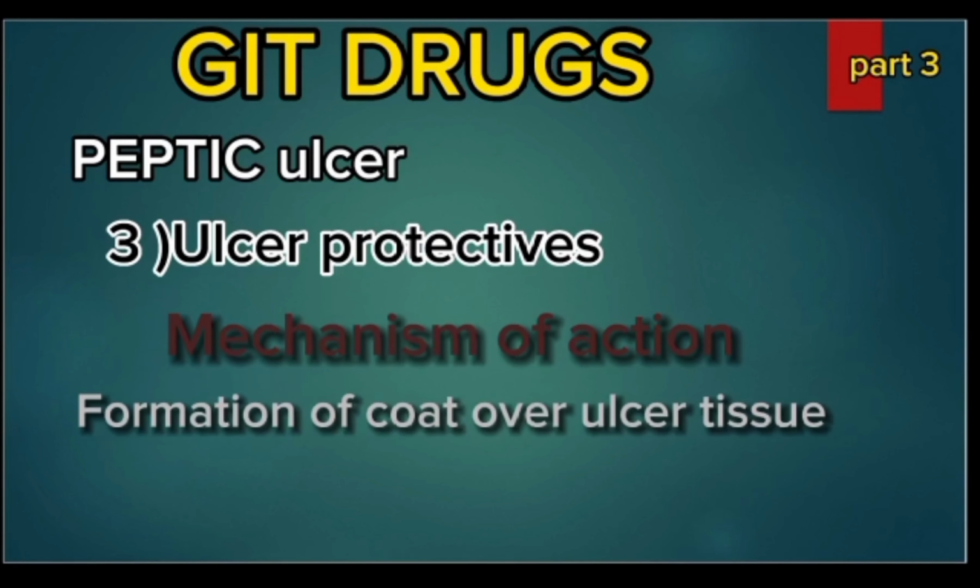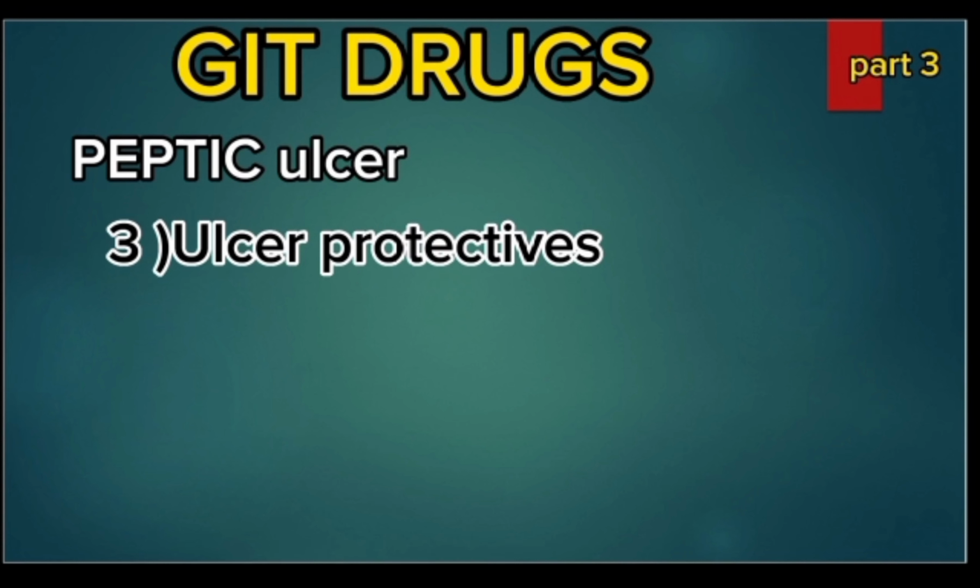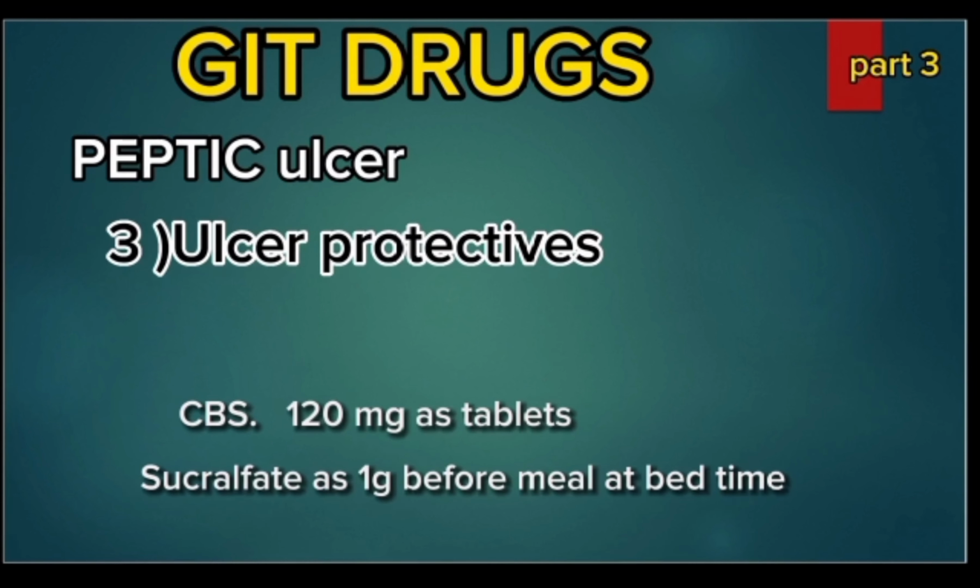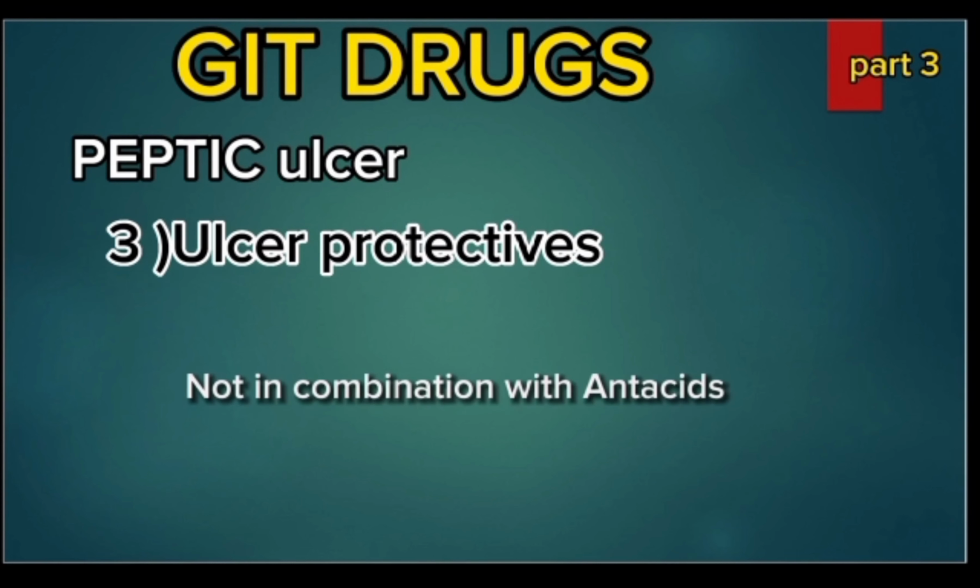It covers the ulcerated areas by forming a coat and protects them from further destruction by HCl. Colloidal bismuth subcitrate can be taken as 120 mg in tablet form and sucralfate can be taken as 1 gram before meals and at bedtime. One point should be kept in mind: this drug shouldn't be taken with antacids because the polymerization of sucralfate depends on acidic pH.